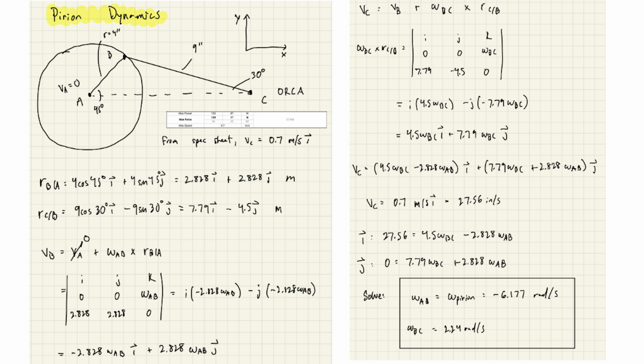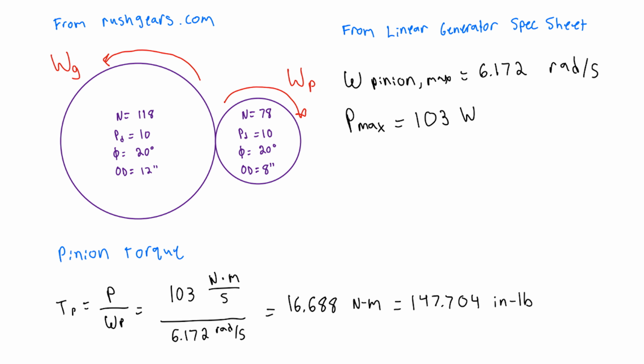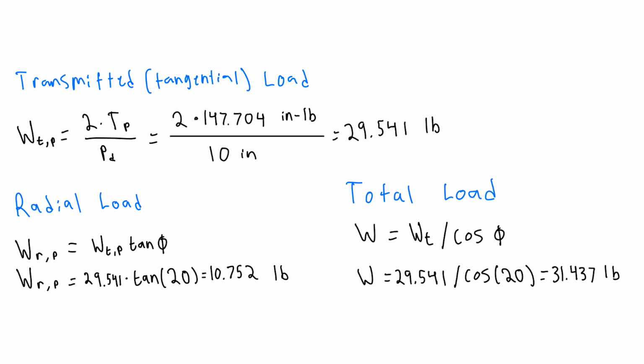Given the maximum speed from the linear generator's spec sheet, we used planar dynamics to calculate the angular velocity of the pinion gear. Dividing the maximum power output of the generator by the angular velocity gives us the torque, which is used to calculate the loads acting on the pinion.